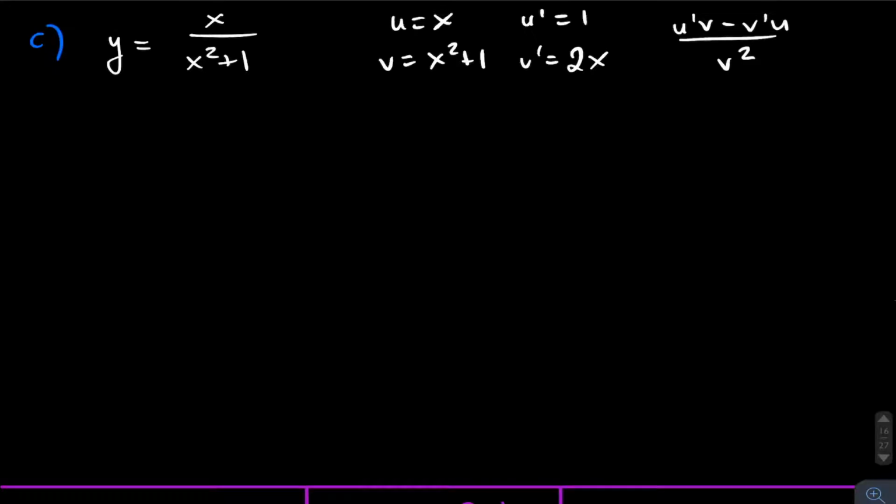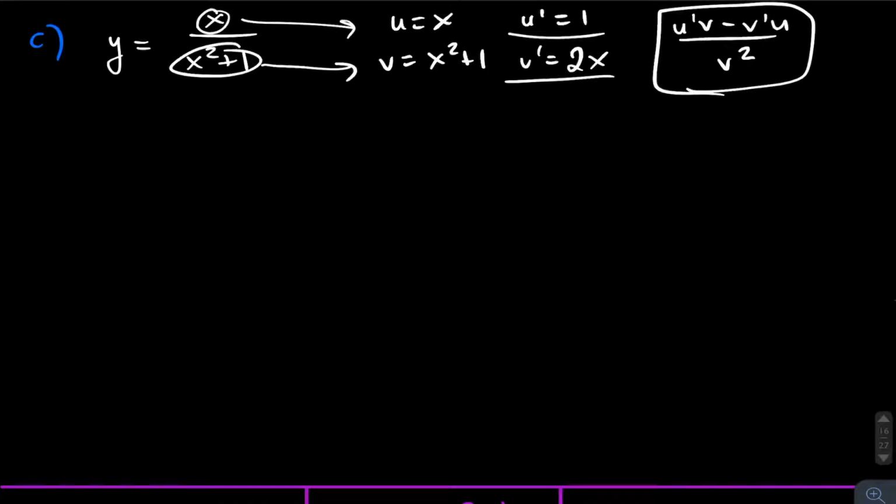Now we're just plugging in. My x, that's my top function, so that's u. My x squared plus 1, that's my bottom function, that's v. We take derivatives to get u prime and v prime, and we plug into this formula. That's literally all we have to do for this. So u prime is 1. Okay, so we're going to say dy over dx.